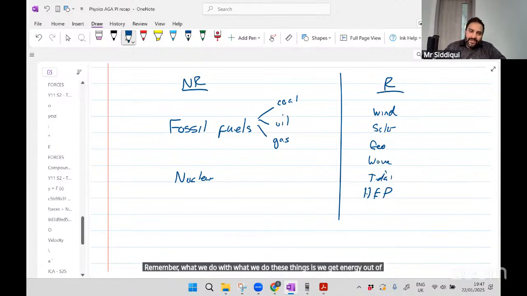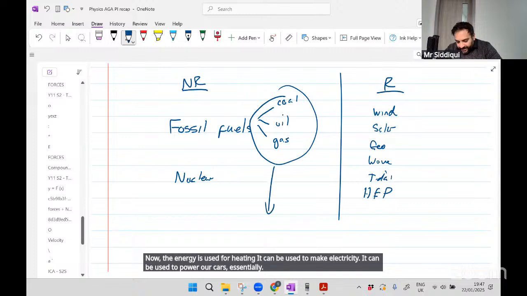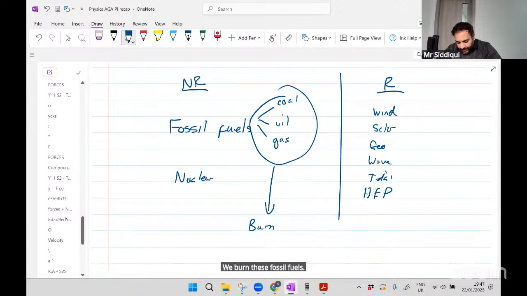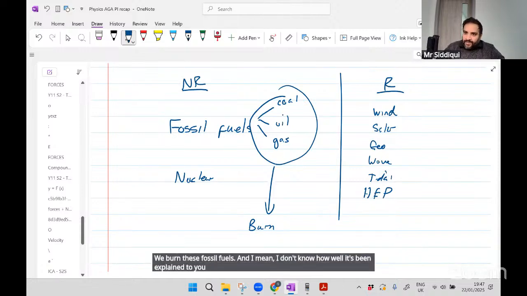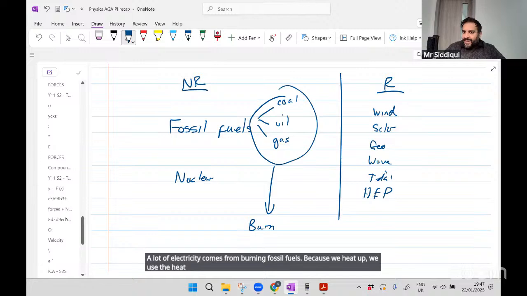Now, the energy is used for heating. It can be used to make electricity. It can be used to power our cars, essentially. We burn these fossil fuels. And I don't know how well it's been explained to you, but we get electricity out of this process. A lot of electricity comes from burning fossil fuels because we use the heat to heat up water to get steam, and then that steam turns a turbine, which generates electricity.